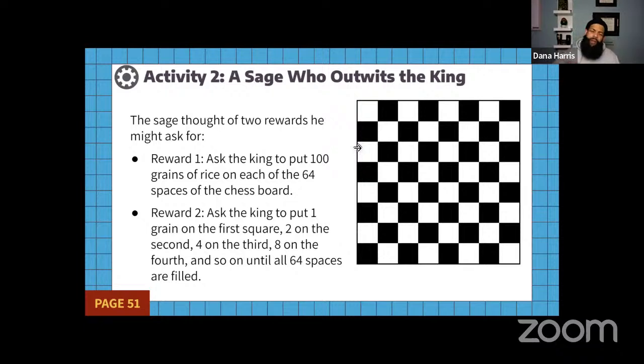And then he said, or I might just say, hey, Mr. King, you can put 1 grain of rice on the first square, and then 2 grains of rice on the second square, and then 4 on the third square, 8 on the fourth square, and so on and so forth until 64 spaces are filled. So basically, with reward 2, he starts with 1 grain of rice on the first square, and then it doubles to 2 on the second square, it doubles to 4 on the third square, and it keeps doubling until we get to the 64th square.